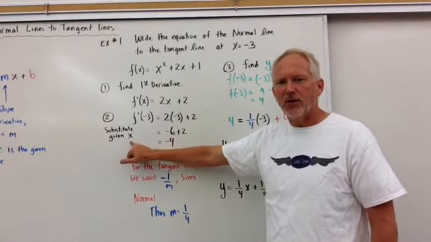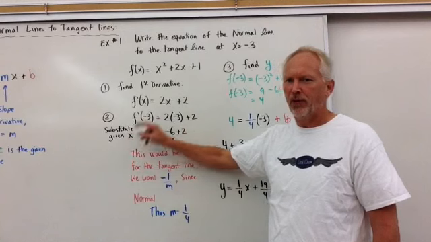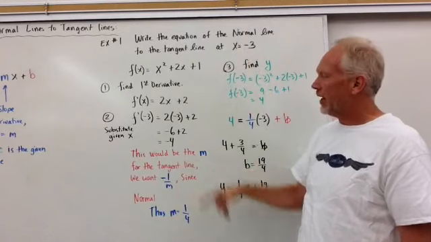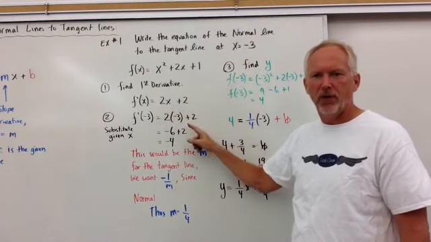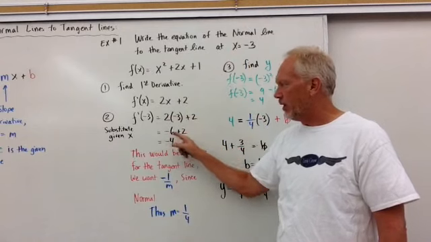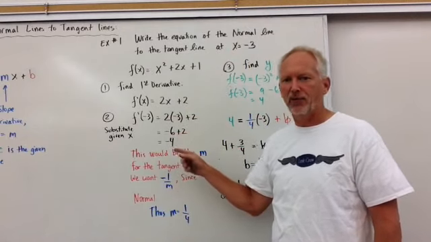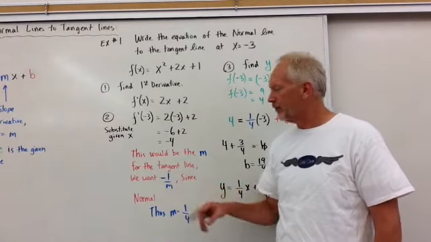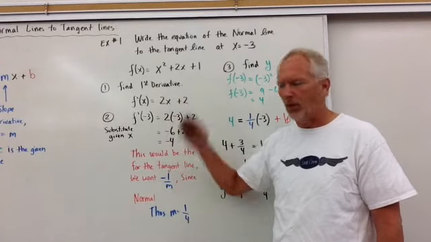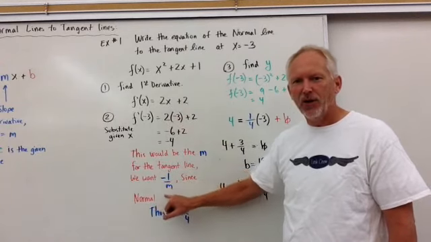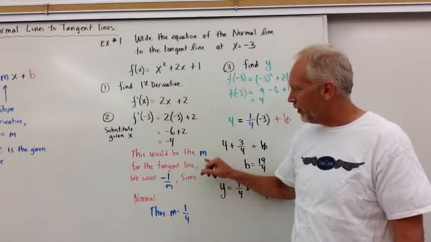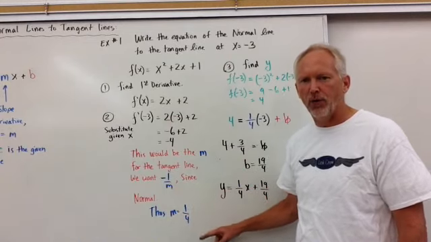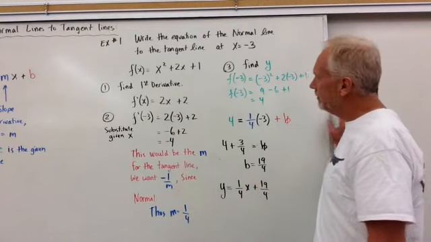Then, we need to substitute the given x that we've gotten from the problem here. And it says that x equals negative 3. So we're going to plug into our derivative negative 3 times 2 plus 2. We get negative 6 plus 2 is negative 4. Well, this would be the m for the tangent line. However, we're not looking for the tangent line. We're looking for the normal. So we have to take the negative reciprocal of the m. And so if it was negative 4, then we want a positive 1 over 4 for our example here.